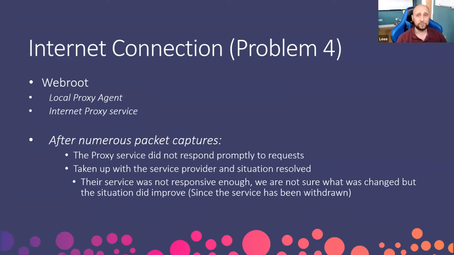So problem number 4 was our internet connection, which I left right down the list purely because there was nothing for me to do. We reported the issue to the service provider, and the service provider did something that changed the situation and improved it for us. I think since then the service has been deprecated. It's no longer there. Webroot don't exist anymore for an internet proxy service. So I guess they didn't like it too much either.